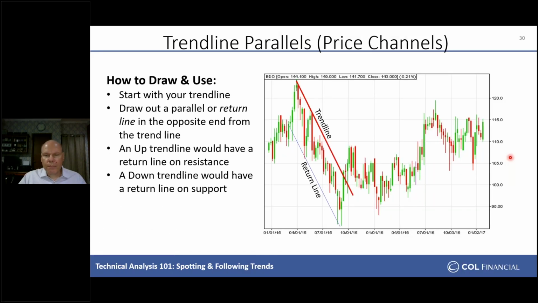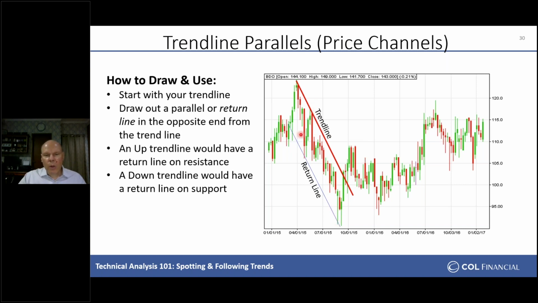Trend line parallels. Now, another thing you can do by using a trend line is by first drawing your trend line as the established trend is drawn out, and then getting a parallel line of this and drawing it in the bottom of the range. We call this a return line. Return line because after hitting the trend line, it returns closer to it. Again, the same thing here, it comes closer to it.